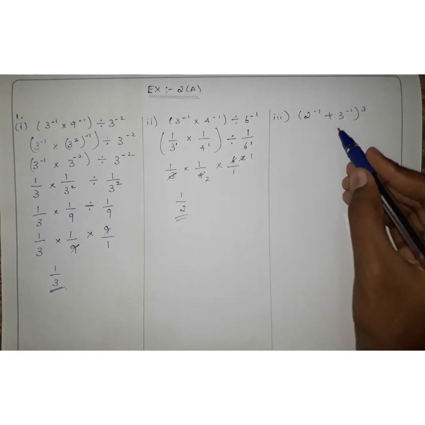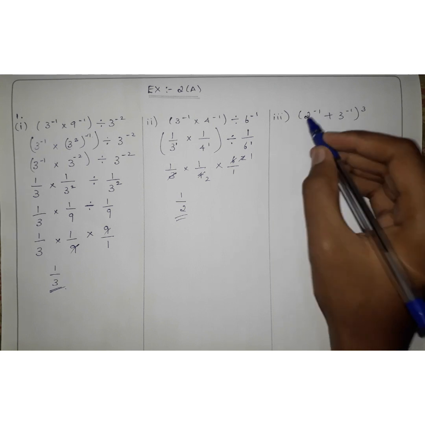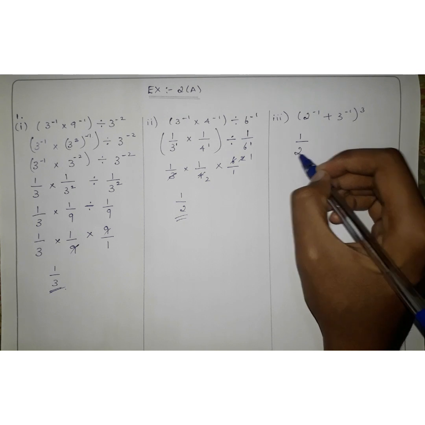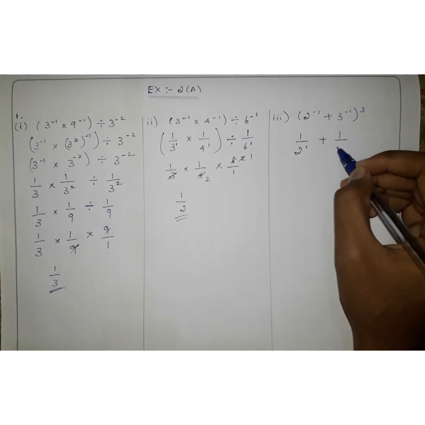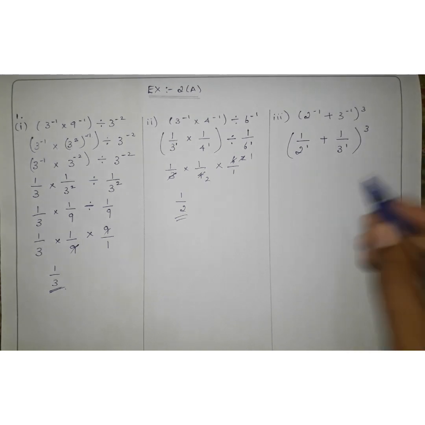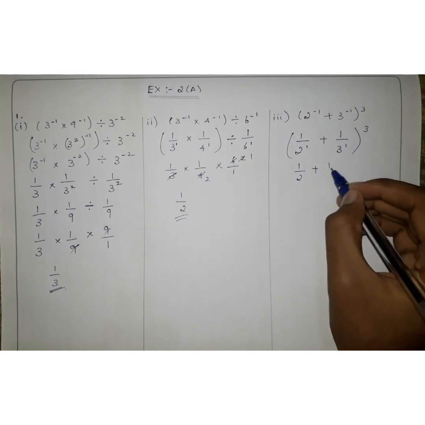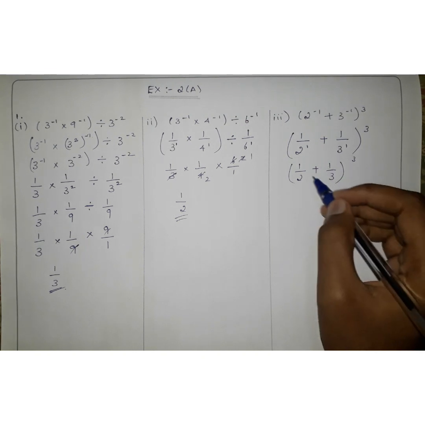Now the third sum. Even here, first we need to remove this negative sign. So in order to remove this negative sign, we just need to reciprocal it. So 1 by 2 to the power 1 plus 3 to the power minus 1 is 1 by 3 to the power 1, whole to the power 3 as it is. Now 1 by 2 to the power 1 is 1 by 2 plus 1 by 3 to the power 1 is 1 by 3. First we'll solve the terms inside the bracket.